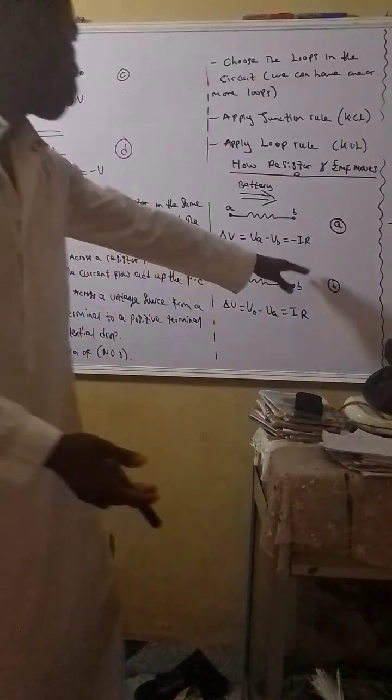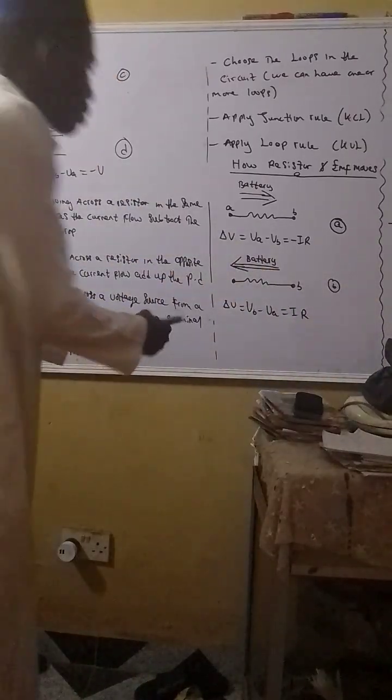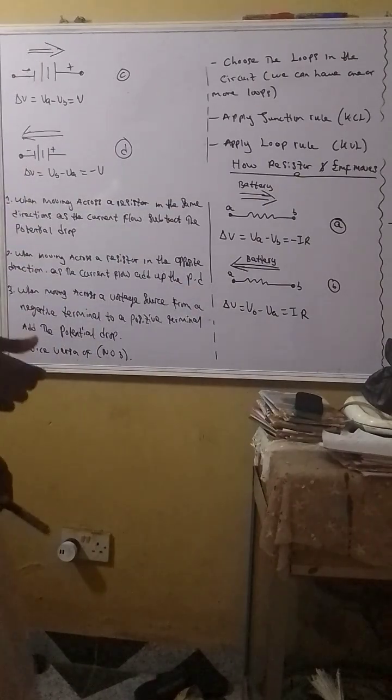moving in the opposite direction as that of the current, from B to A, like this. At that point, you add the potential difference. That is why you have a positive IR.